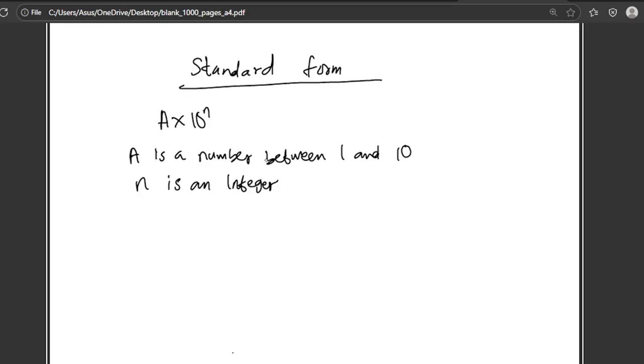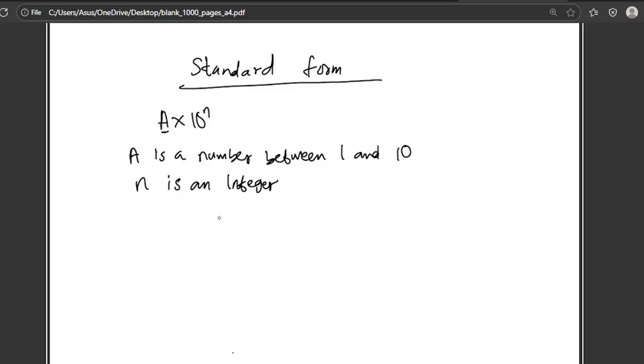What do you mean by that? The number a here has to be between 1 and 10. That is, it is greater than 1 and less than 10. It might be 1 also, starting from 1, 1.1, 1.2, and above, up till 10. And then the power n must be an integer.